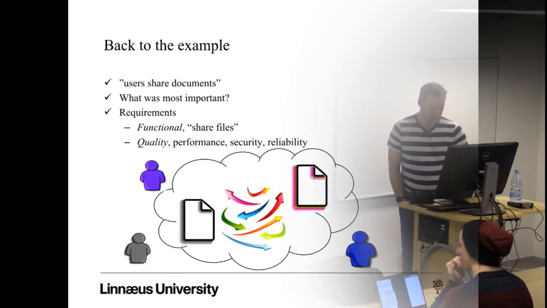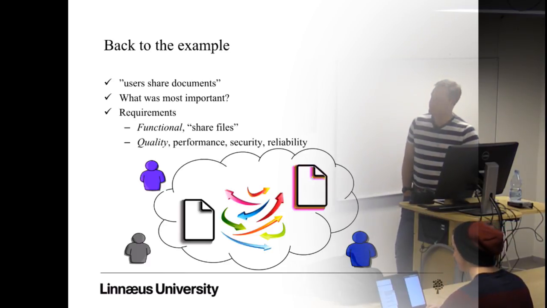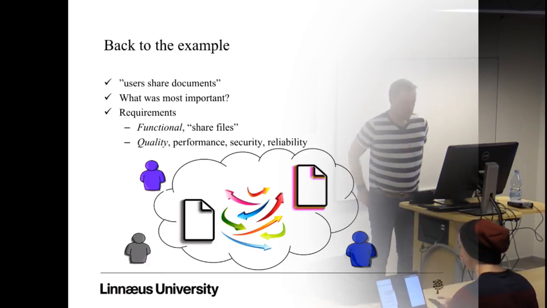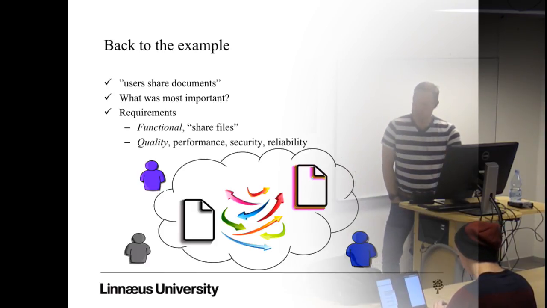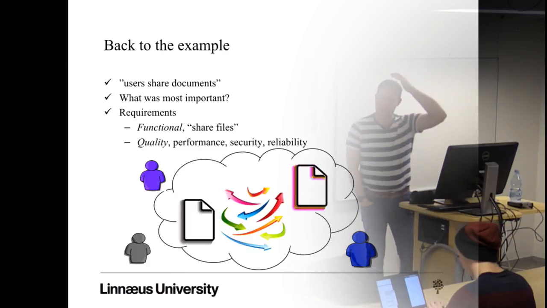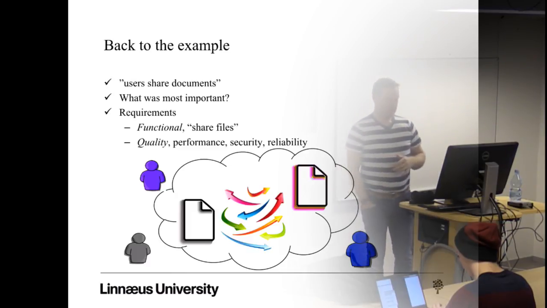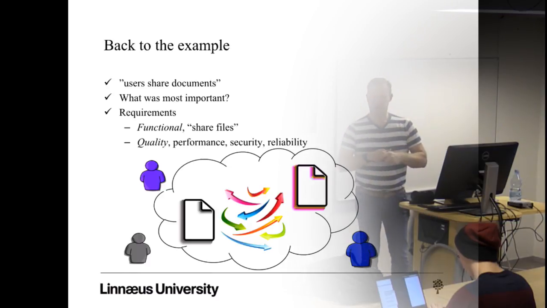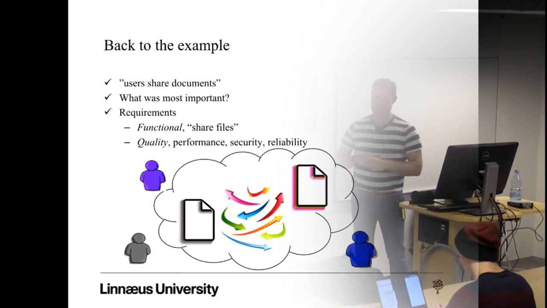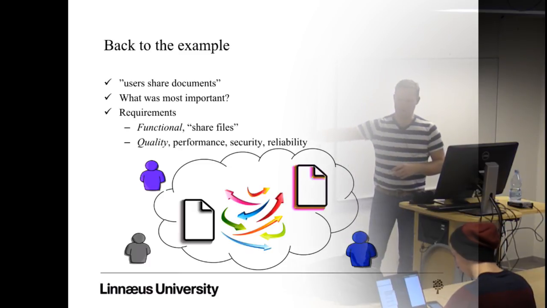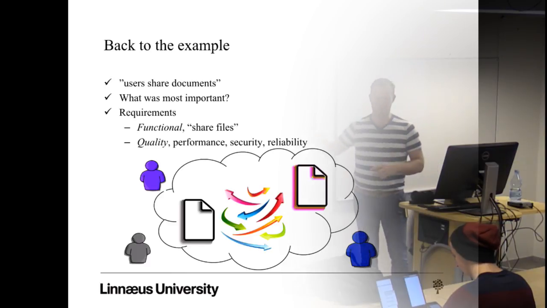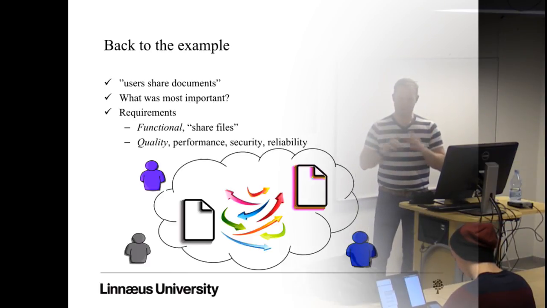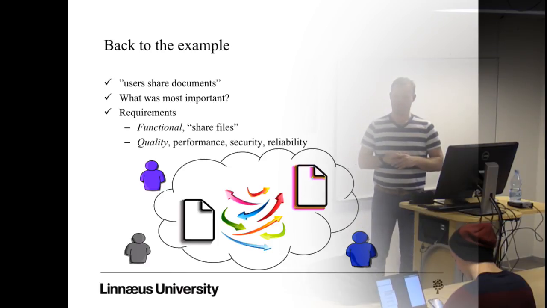So let's go back to the example here. We have a system where we should share files, we have some qualities, and picture yourself now, you're the architect. And I would like you to describe your decisions to me with respect to how you have decomposed the system and how you have allocated functionality or responsibilities to the various parts of the system. How would you do this?